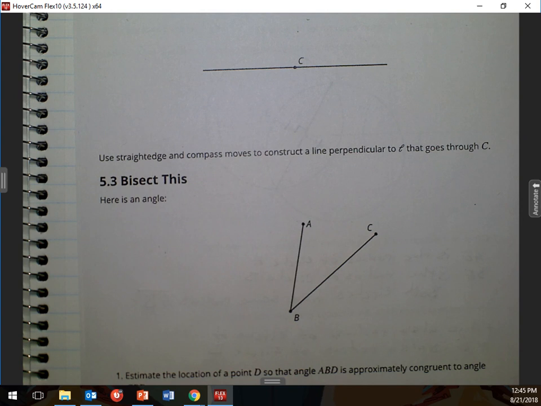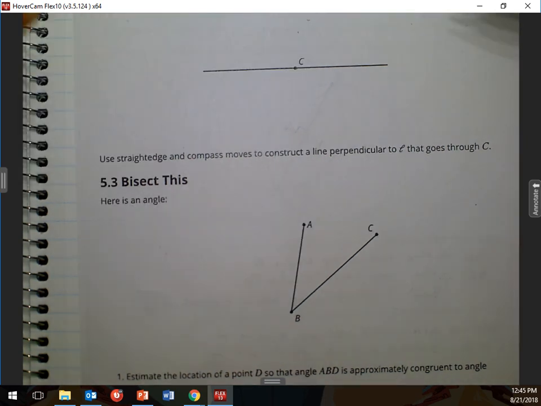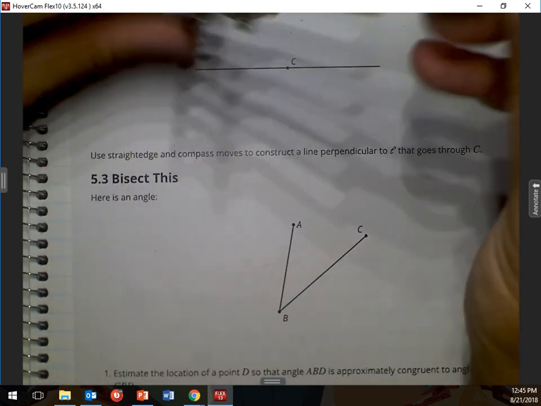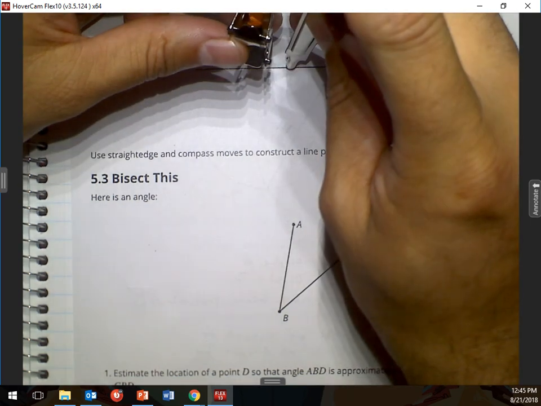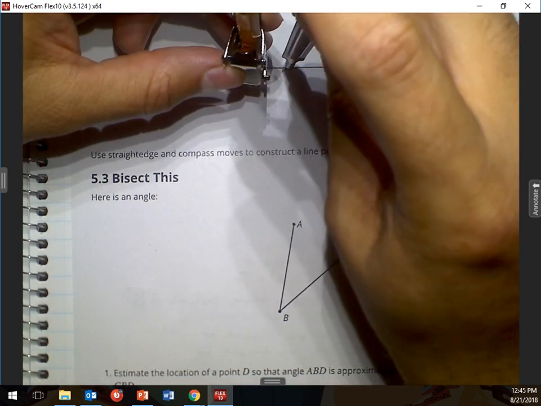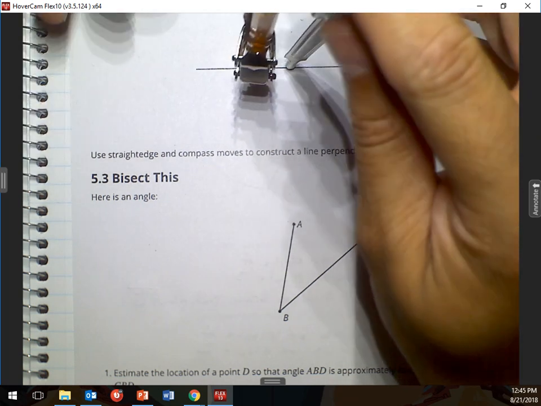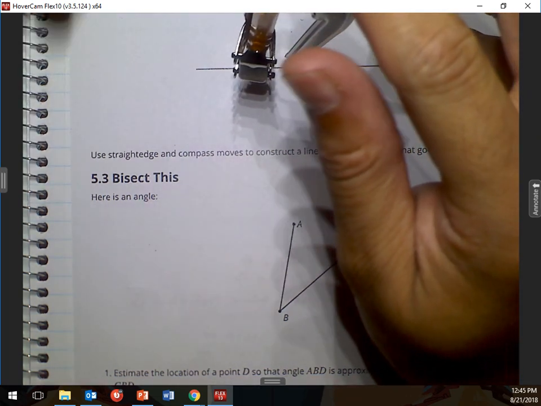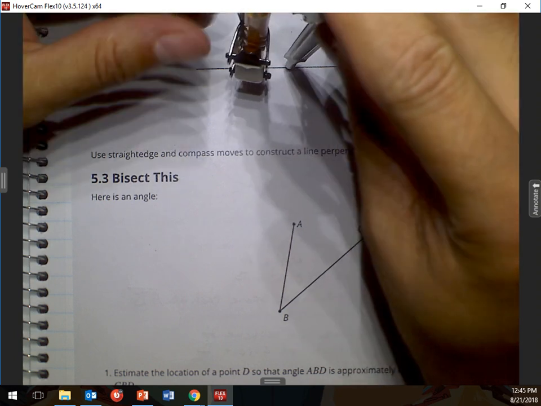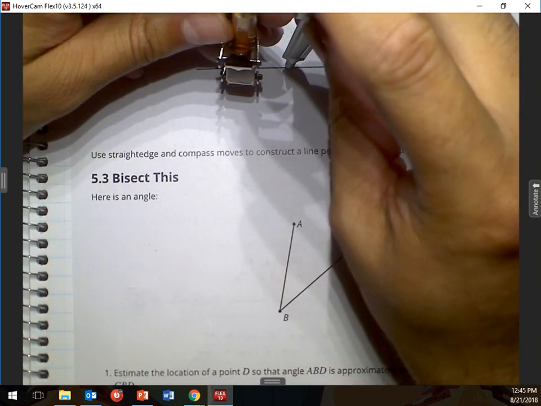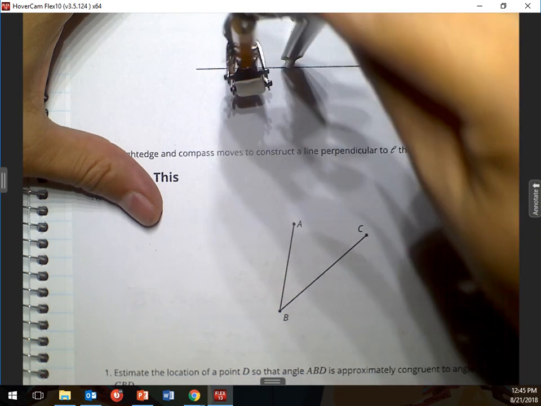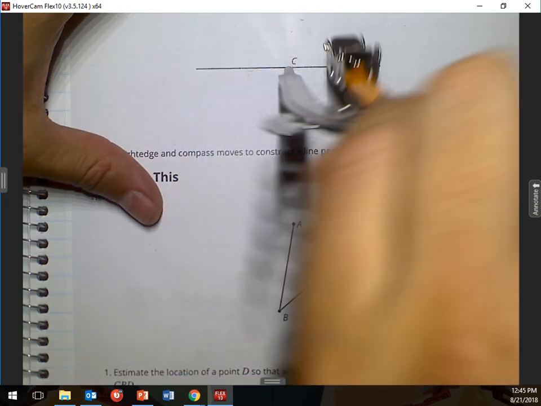Now, take your compass, your wonderful, wonderful compass. We are going to start by stabbing C, and we're going to make a circle. Try to make it about 1/2 inch, if you could. The measurement really doesn't matter, but if you make it too small, it's going to make this difficult. About 1/2 inch. So I'm going to go through and actually do this here. Draw my circle.